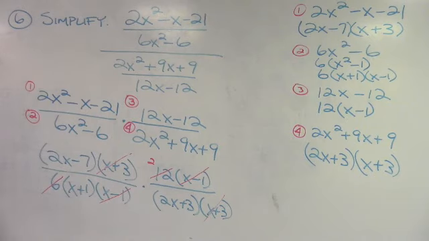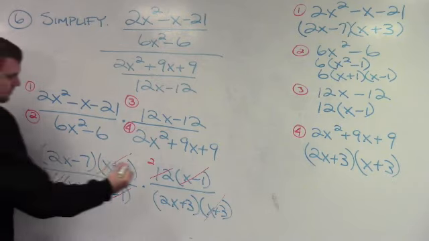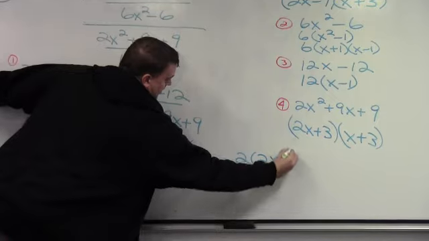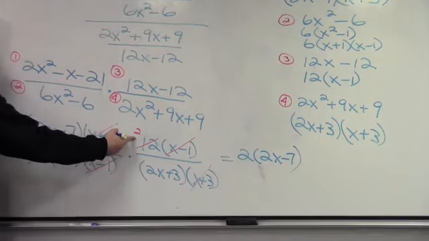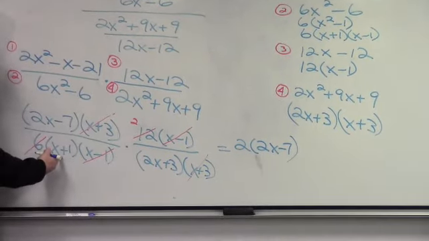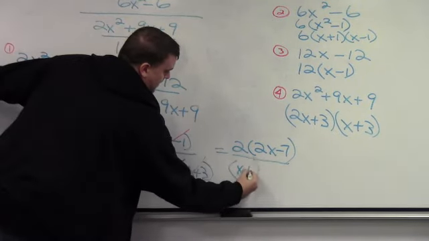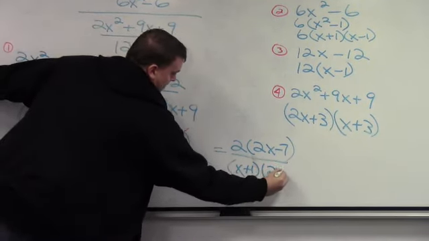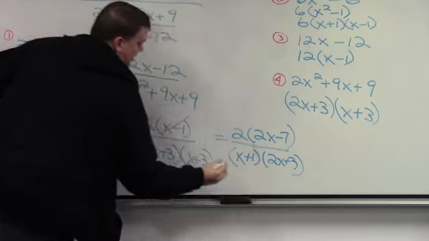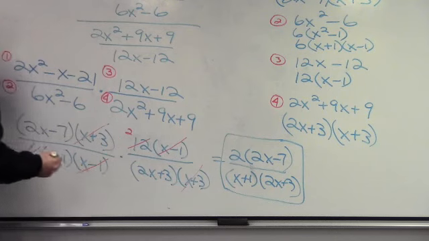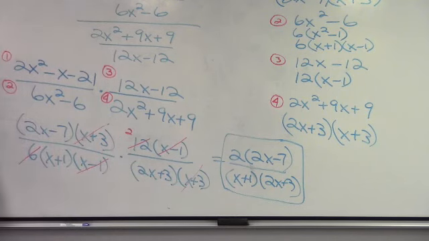So what are we left with on the top? Times 2. Don't forget your 2 from here. And our only two factors on the bottom are x plus 1 and 2x plus 3. So that's going to be our answer. And that's going to be which letter? Looks like E, right?